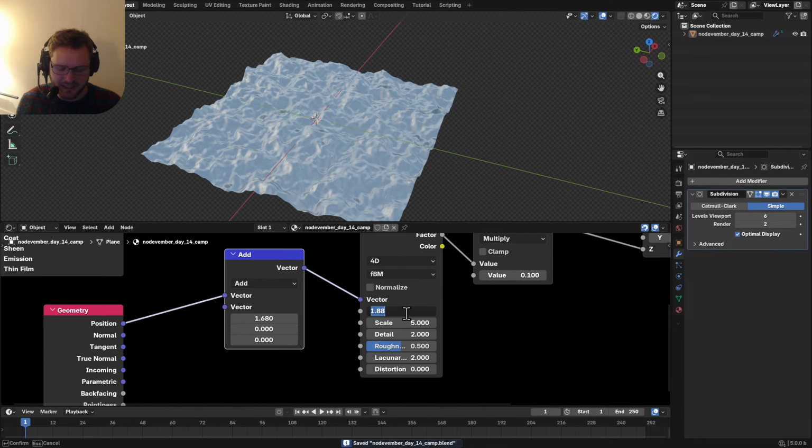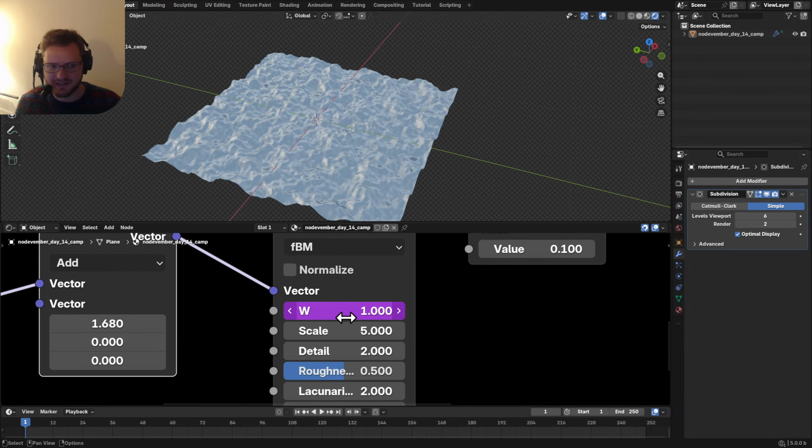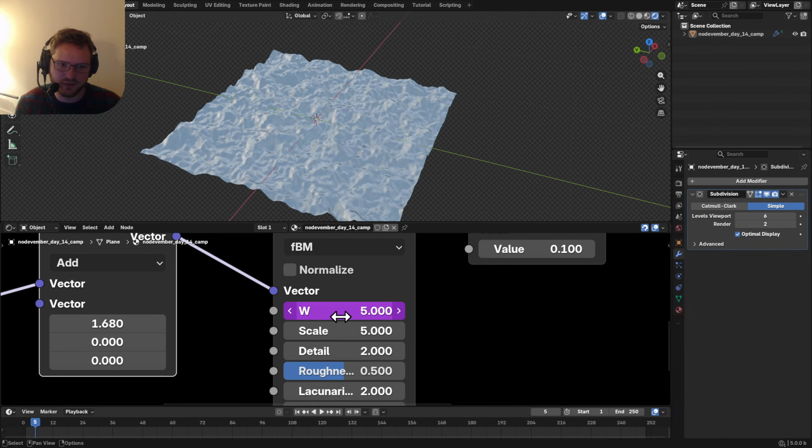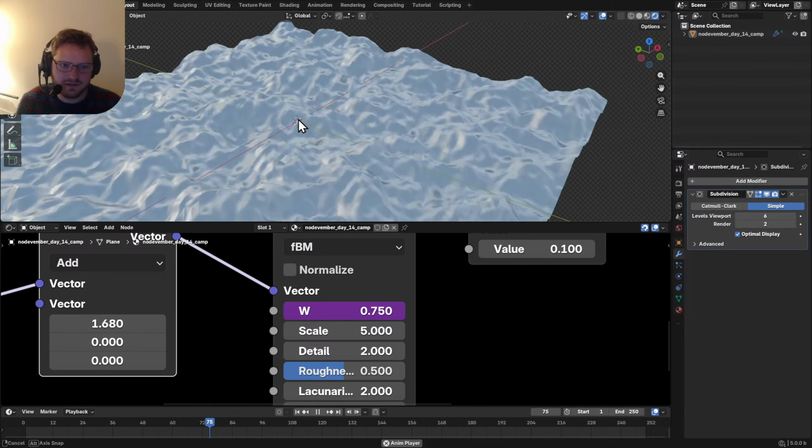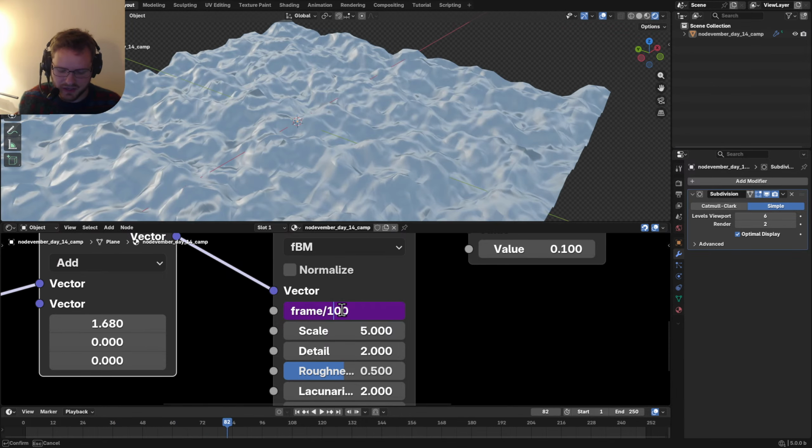So let's start off by taking our W, type hash frame. So what hash frame does is it looks at the frame number. So frame 1, 2, 3, whatever. And we're going to make it really slow. And even that might be pretty fast. And I want it to be a nice calm water.